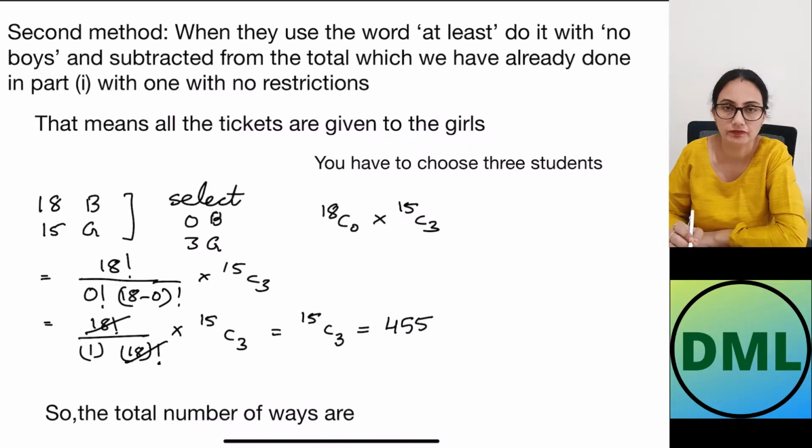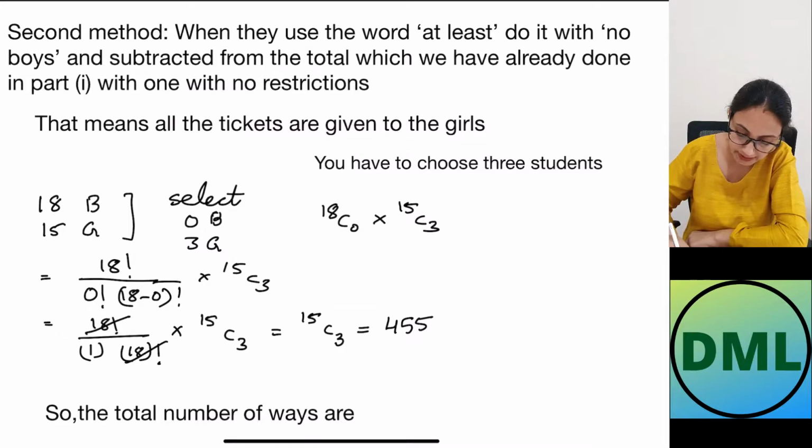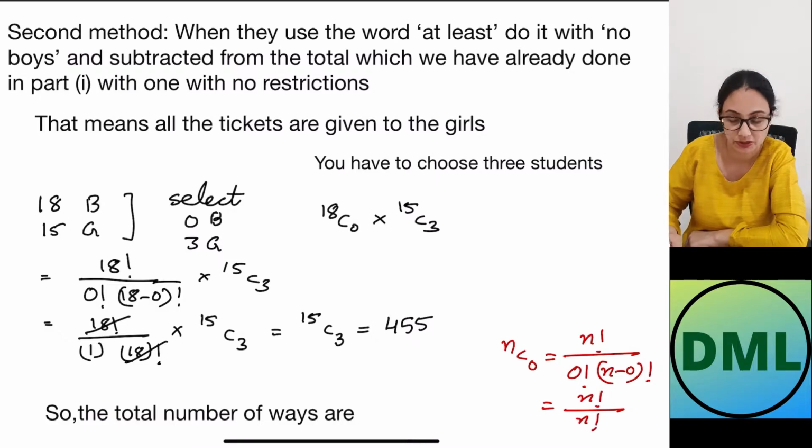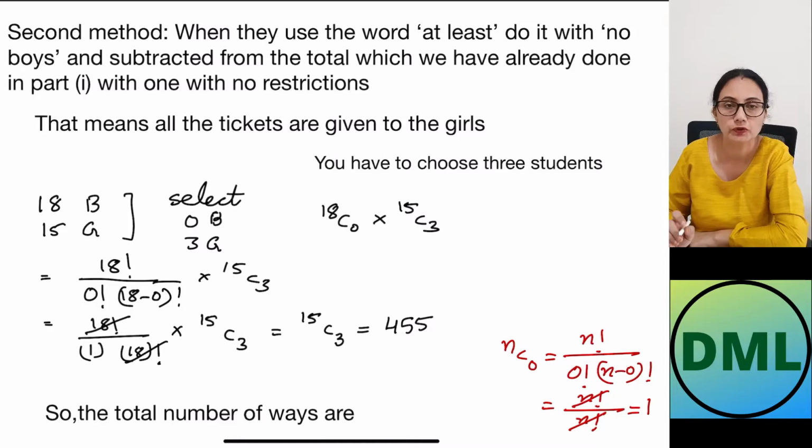So here we have learned one more thing, 18C0. If I do nC0, that will be written as factorial n over factorial 0 times factorial n minus 0, which will be equal to factorial n over factorial n, because factorial 0 is 1. So this will get cancelled and your answer will be 1. So if you solve 12C0 or 5C0 or 7C0, your answer will be equal to 1.